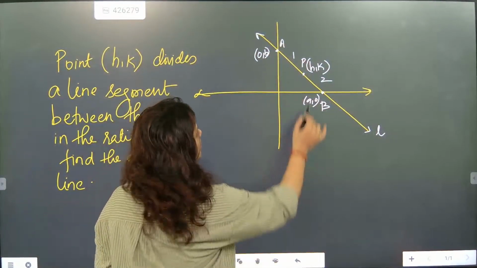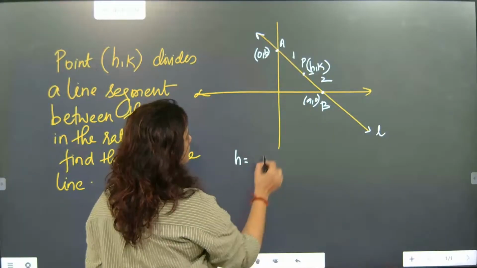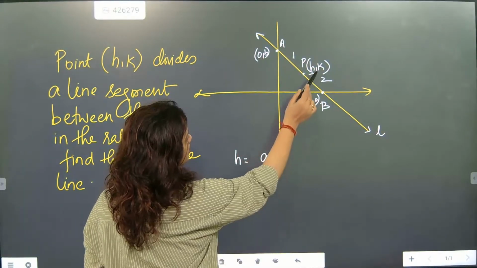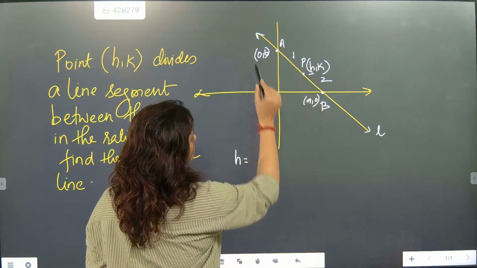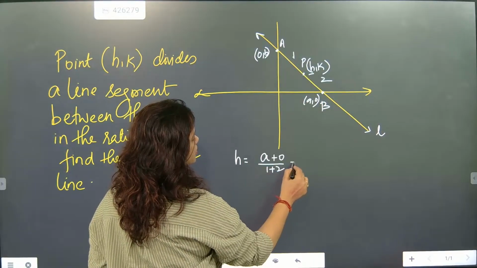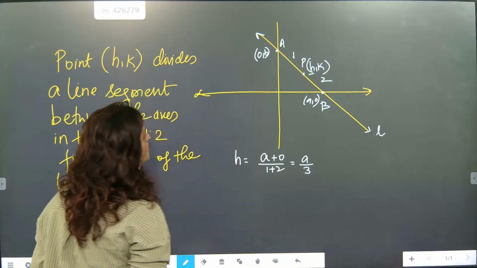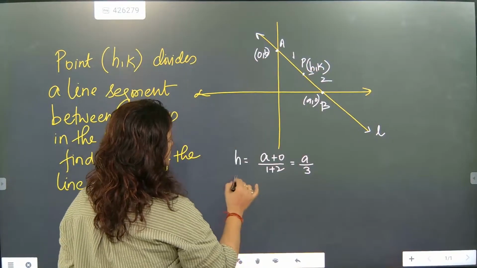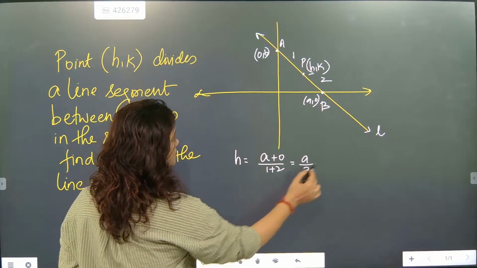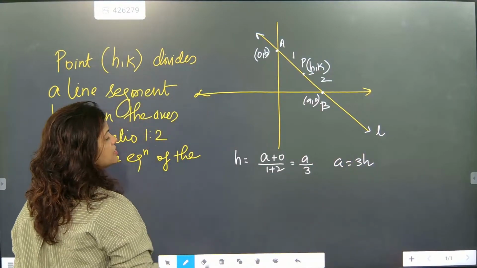First, get the value of h by the internal section formula. 1 will multiply with A, and 2 will multiply with 0. So it is (A plus 0) by (1 plus 2), which is coming as A by 3. So A is coming as 3h.